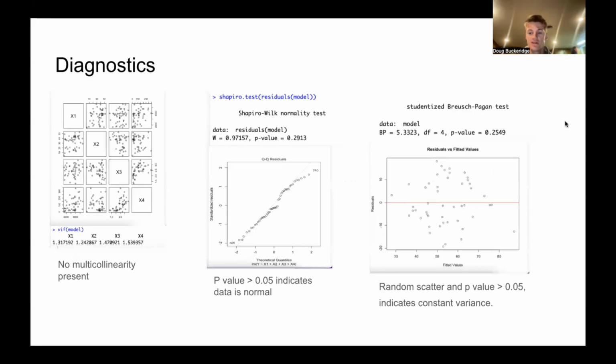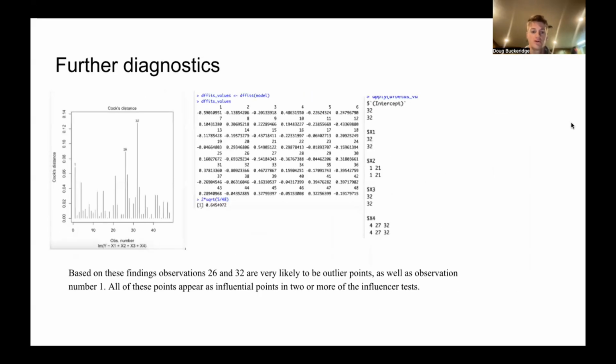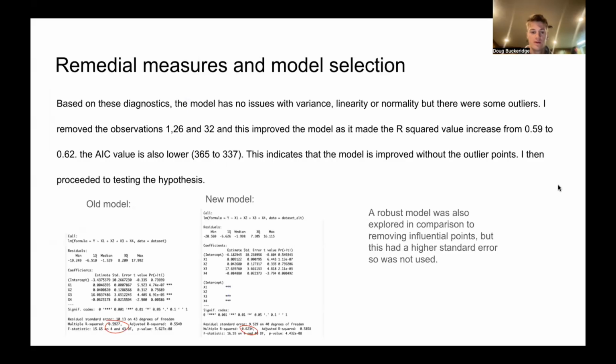So then I proceeded on to check for influential points. I used a Cook's distance test, a DFFITS test, and also a DFBETAS test. Based on these findings, observations 26 and 32 were very likely to be outlier points, as well as observation number 1, as these points appeared in multiple tests.